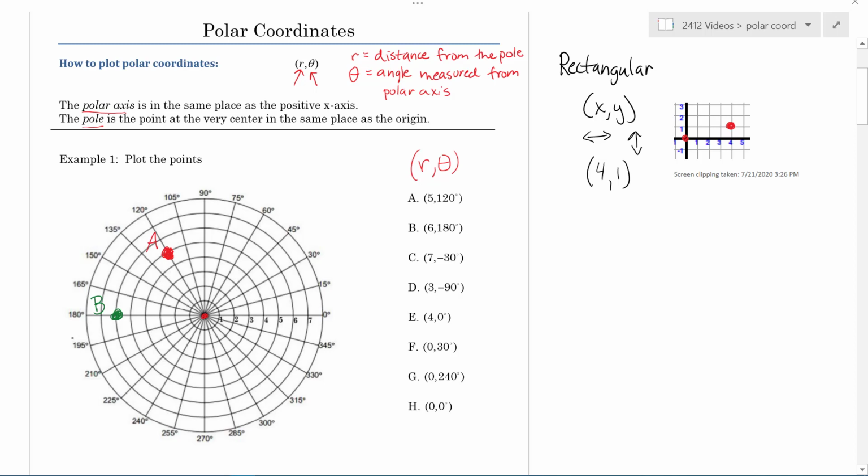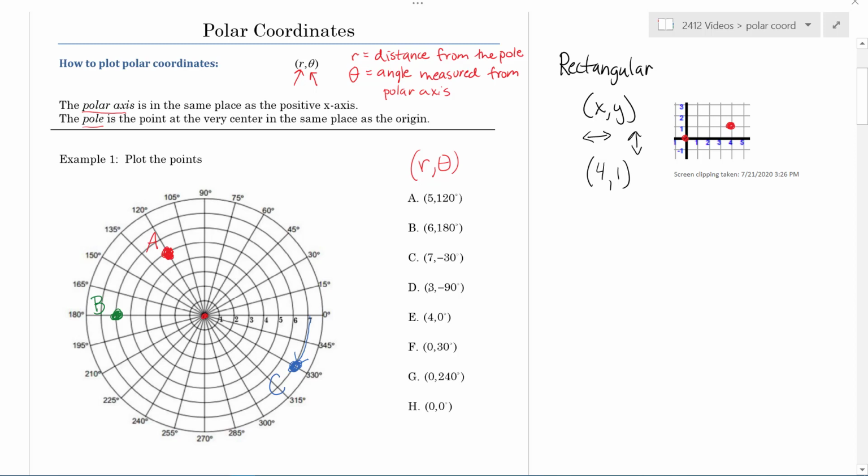Okay, let's talk about point C. Now point C, a little different there, because the angle we're given is a negative angle. Still measured from the positive x-axis, or in other words from the polar axis. So we're going to be on circle 7, somewhere on the outer circle 7. But I'm supposed to start at the polar axis and move in the negative direction 30 degrees. So if I do that, that puts me right here, right? 30 degrees from that polar axis measured in that negative direction would put me here on circle 7. So that's going to be the location of point C.